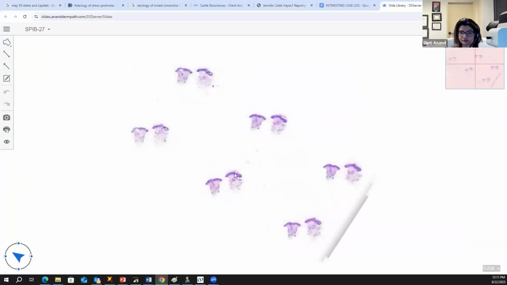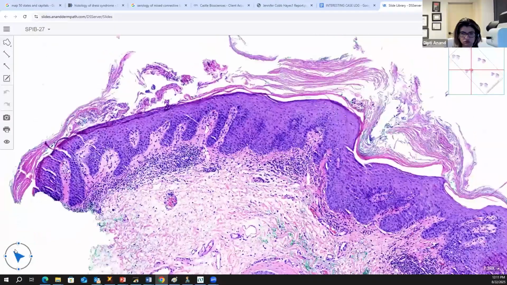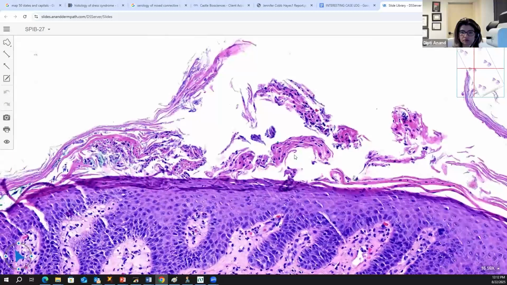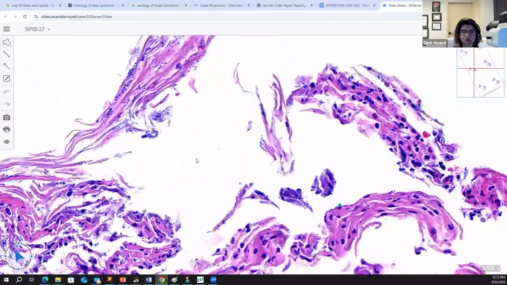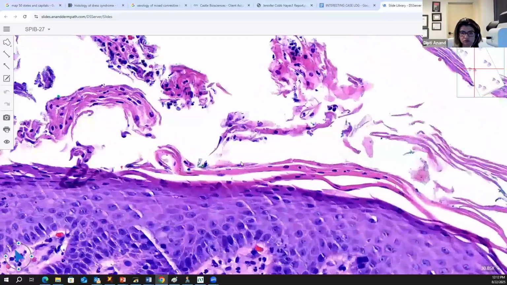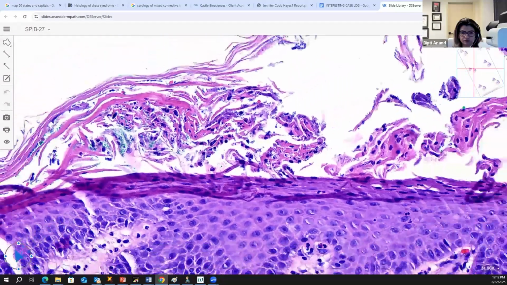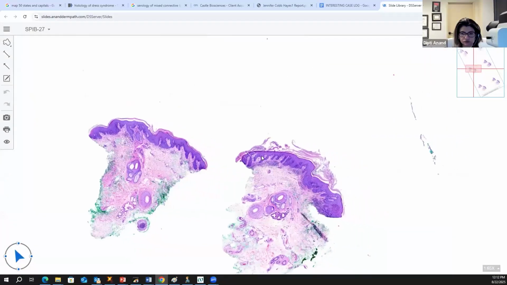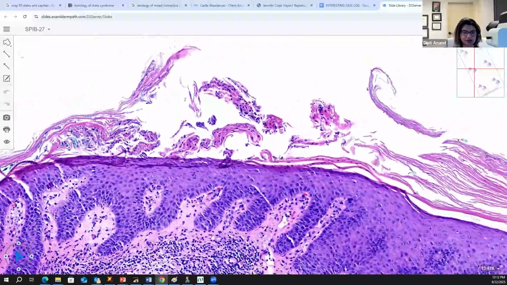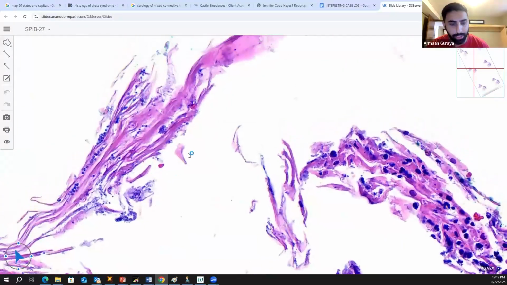The next one is okay. So what is happening in here? There's a tinea in the stratum corneum.